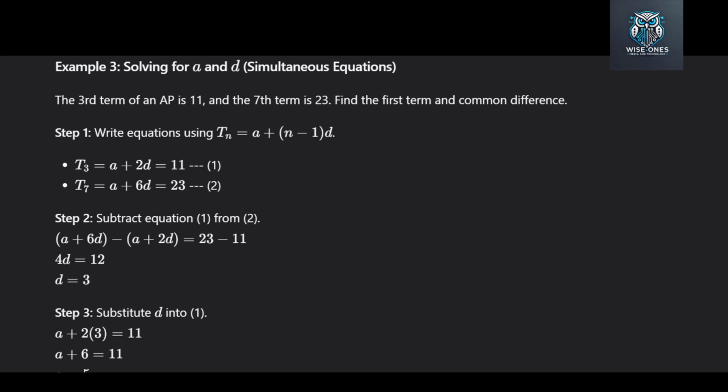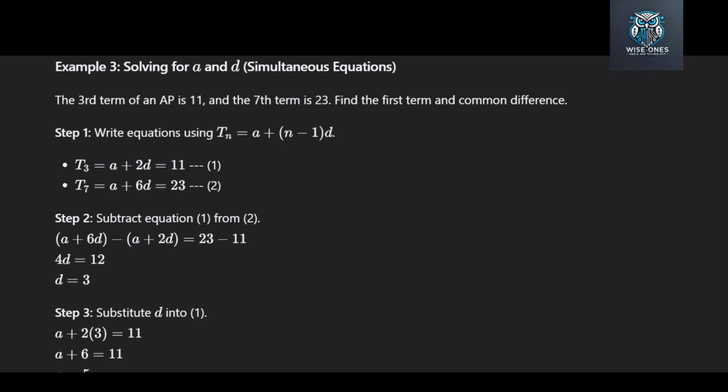Step 1, write equations using the T sub n formula. The formula is T sub n equals A plus open bracket n minus 1 close bracket multiplied by D. For the third term, n is 3. So n minus 1 is 2. So T sub 3 equals A plus 2D.